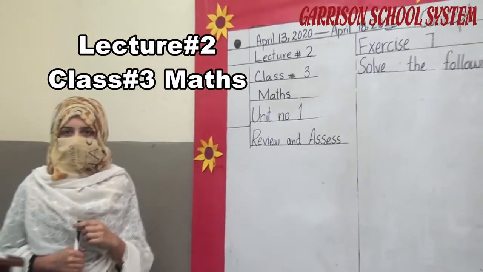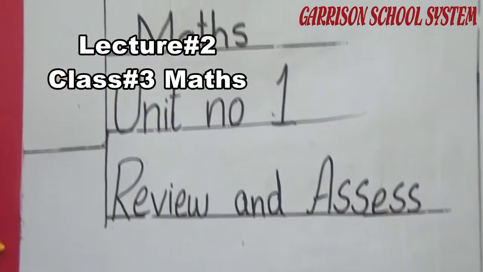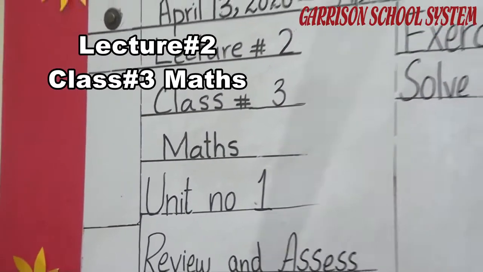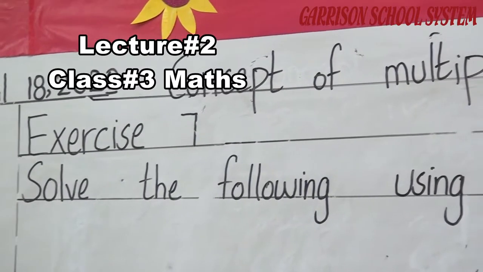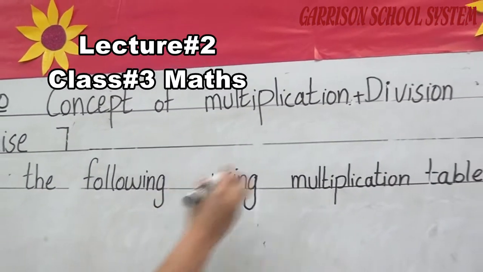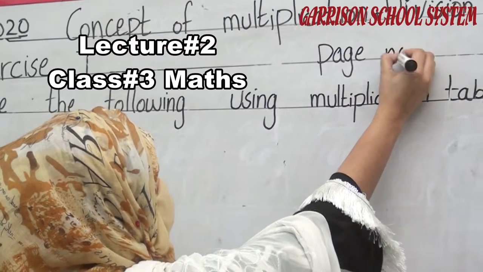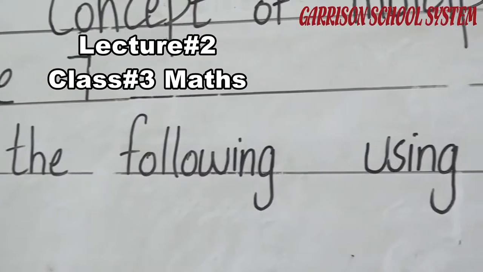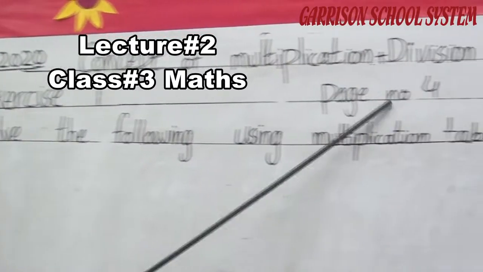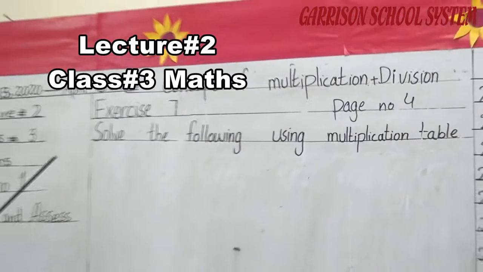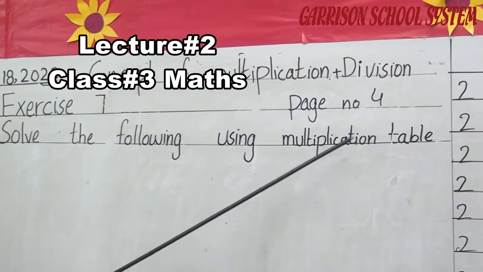As you know, we have started our unit number 1, review and assess, and exercise number 7 of unit number 1 we have to solve today. Page number 4. And now we have to solve our exercise number 7, page number 4, and we have to read the statement of the exercise number 7. Solve the following using multiplication table.